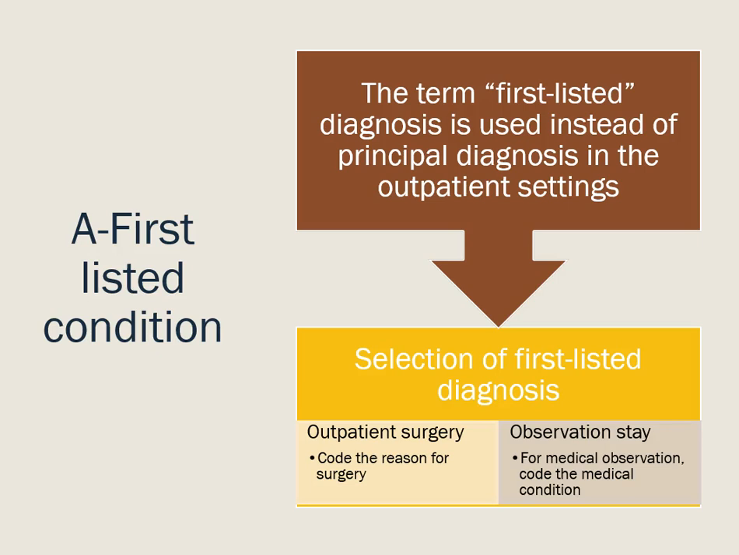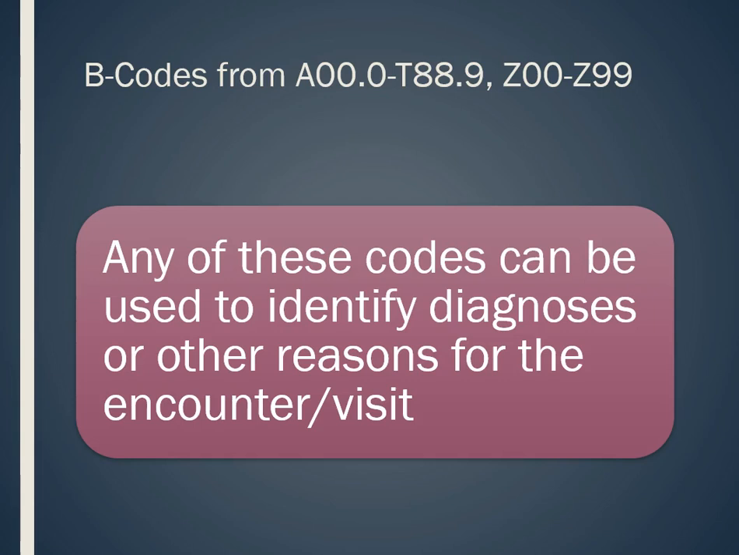All right, next up, Guideline B, codes from A00.0 through T88.9 and Z00 through Z79. These codes can be used to identify the diagnoses, the symptoms, the conditions, the problems, complaints, or other reasons for the encounter or visit. So any of these codes in this particular range can be used.